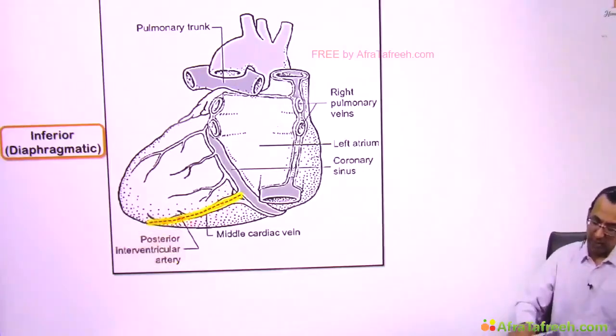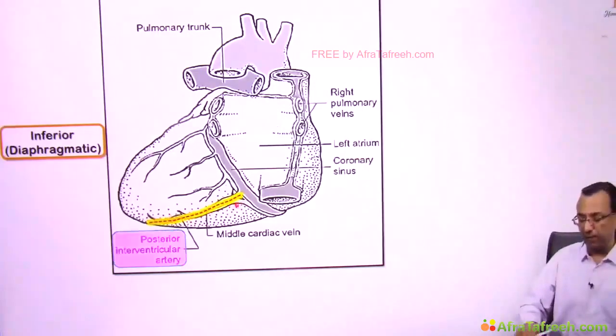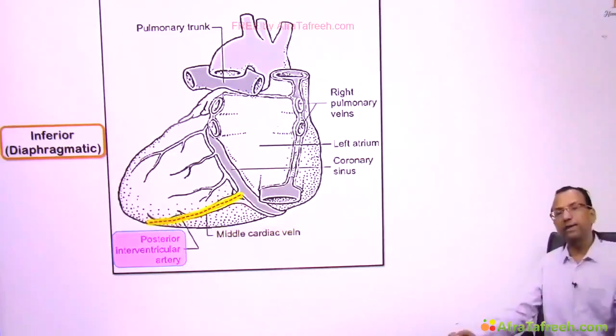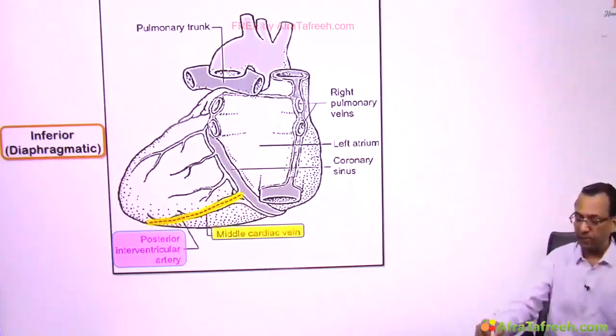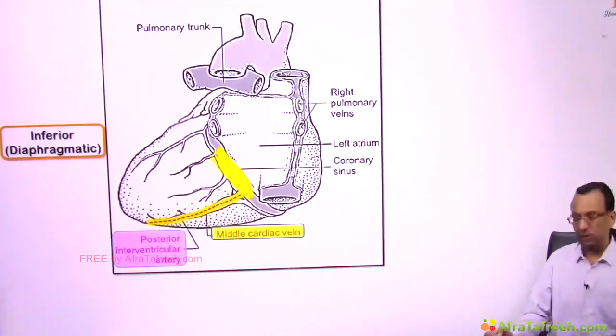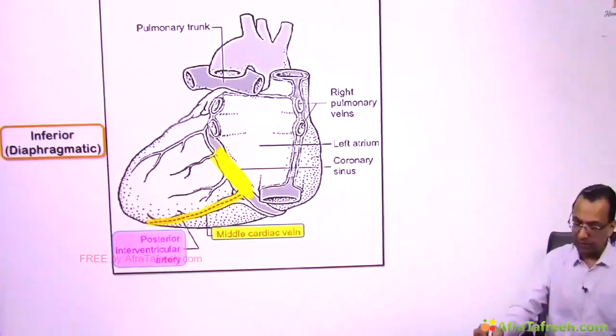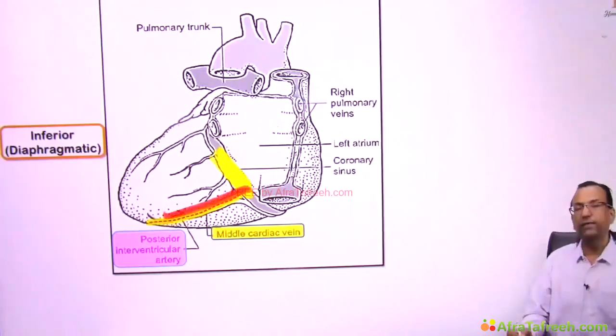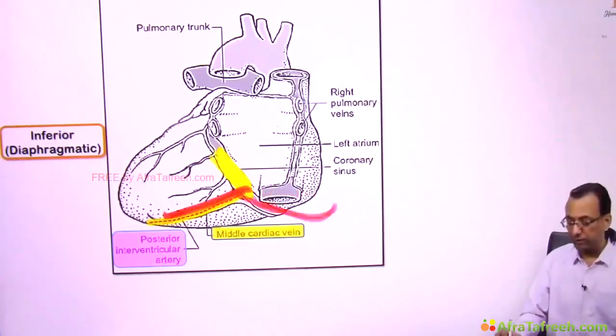And where is the middle cardiac vein going? This PIVA is accompanied by the middle cardiac vein, and the middle cardiac vein is obviously going in the same place where all the veins were going. Where? In the coronary sinus. So this is the coronary sinus into which all the veins go. What is this vein? That was actually the middle cardiac vein. Then which vein came from the right side? It was following the right coronary artery, and it is the small cardiac vein.